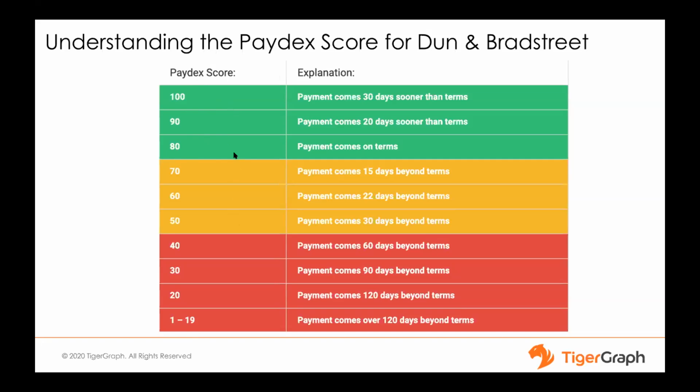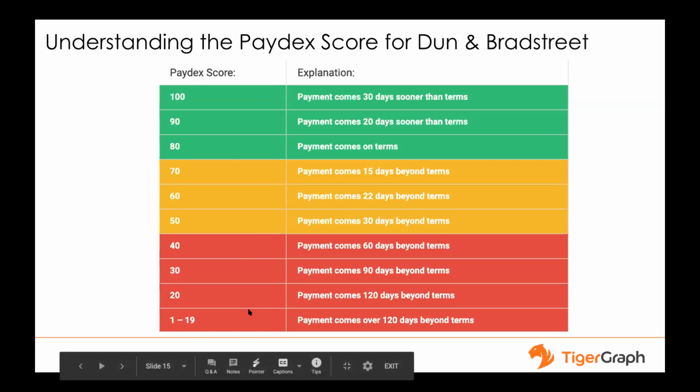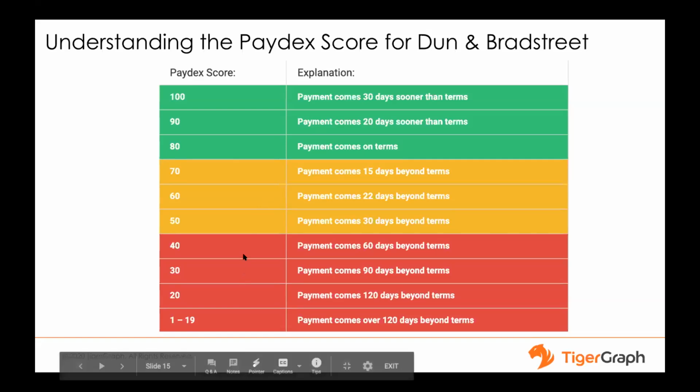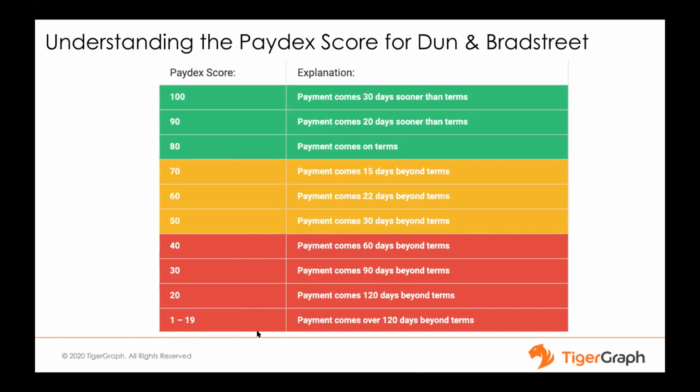Between 50 and 80 is where you start to get into 15 days delayed, 22 days or 3 weeks, and 30 days delayed. And then 1 to 40 is where things are really late. I mean, 20 to 40 is where things are in trouble, and then below 20 is really poor rating.